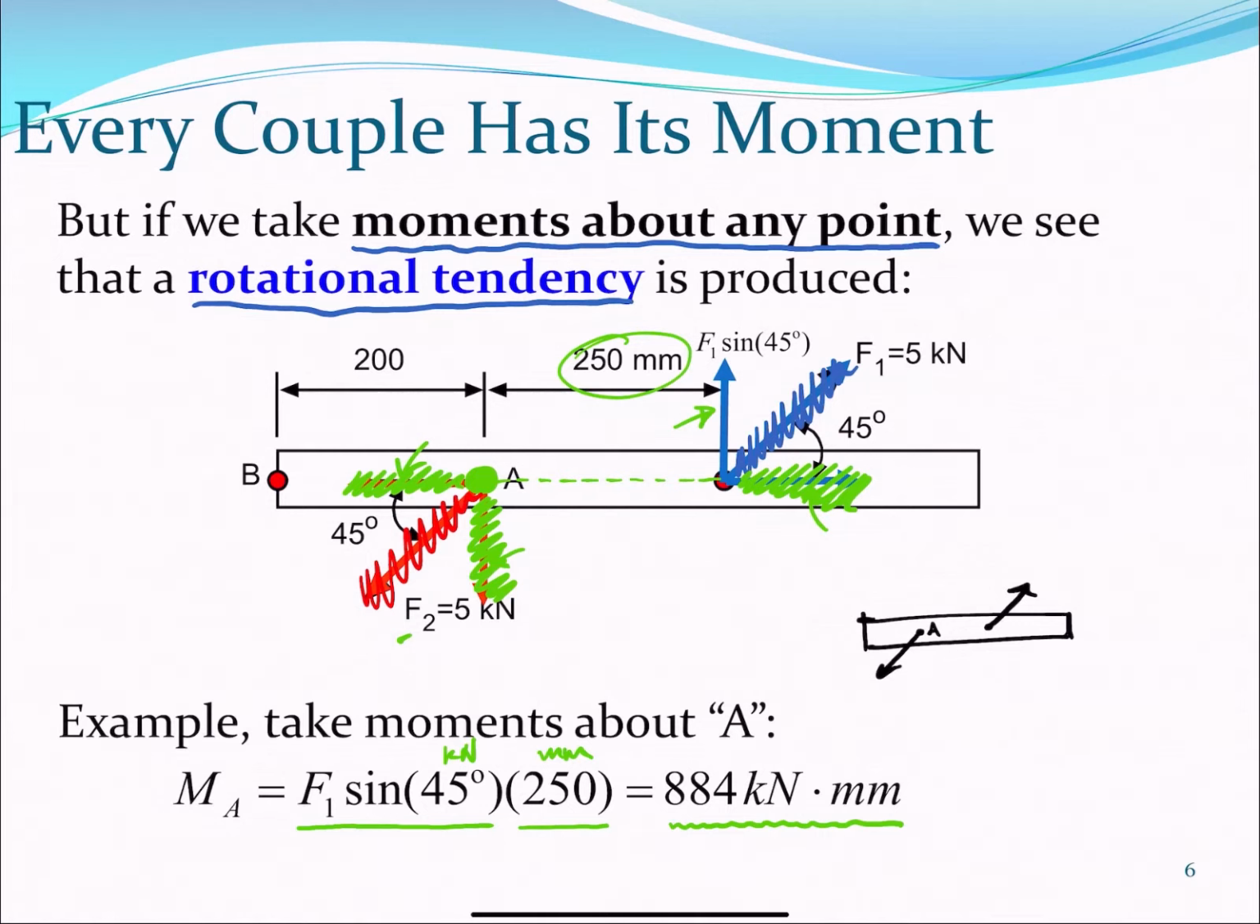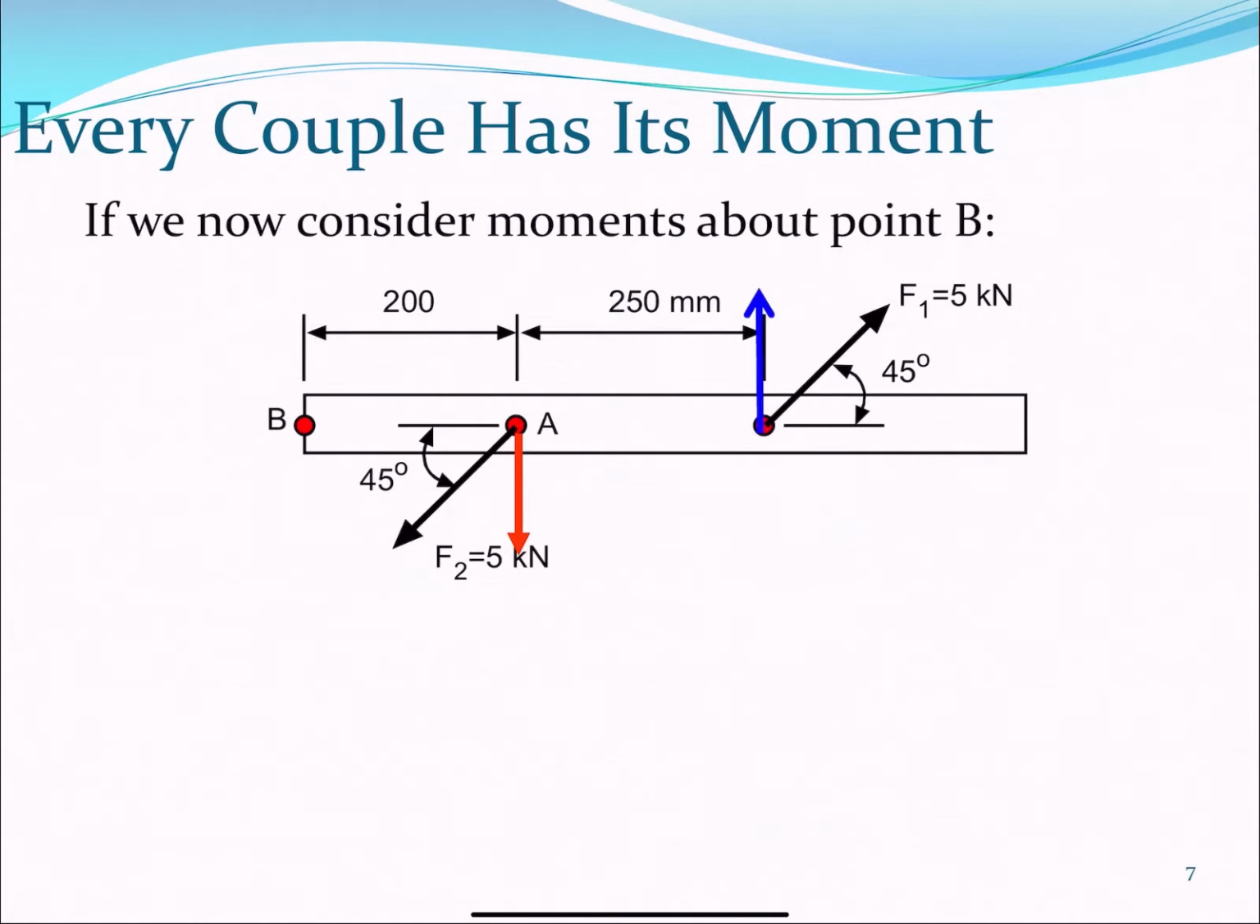What about if we change the point about which we calculated the couple? What about if we actually add moments about B? So, a completely different point. Would we obtain the same moment? Would it be the same or would it be different? That's a good question. Let's see how couples behave.